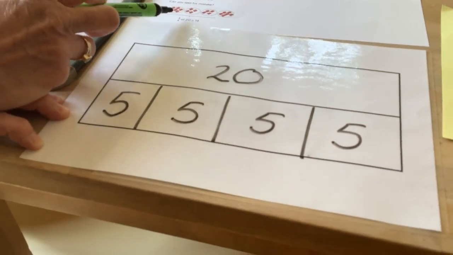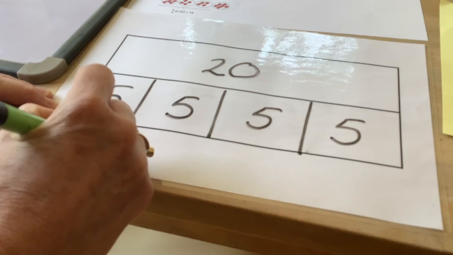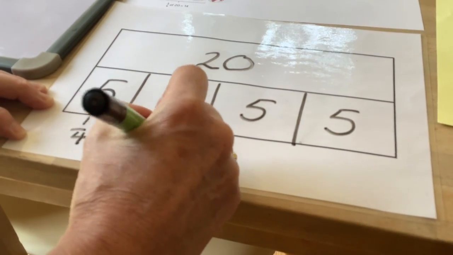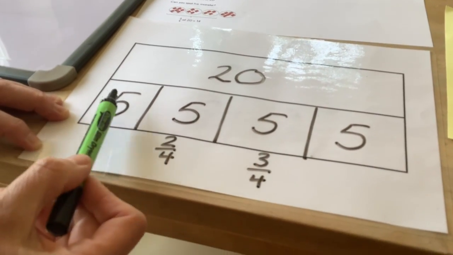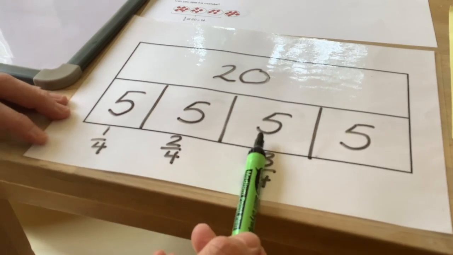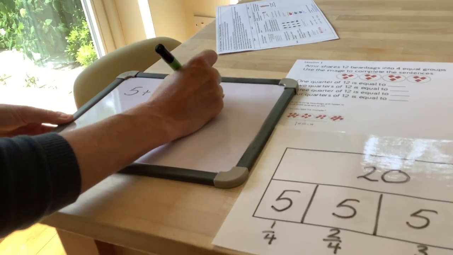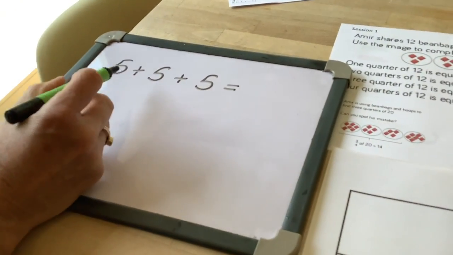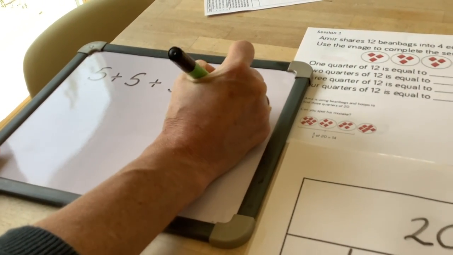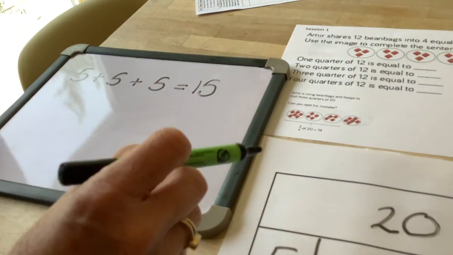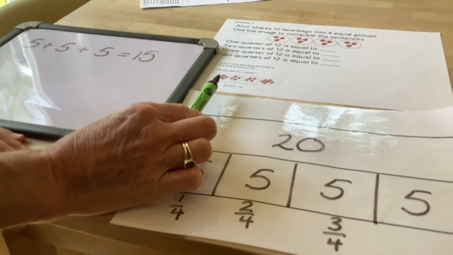So in fact, for 3/4 of 20, we would count up 1 quarter, 2 quarters, 3 quarters. So we would add 5, add 5, add 5. We write our number sentence on the whiteboard: 5, add 5, add 5. We can use our counting in 5s. 5, 10, 15. So Amir should have had 15, found that 15 is 3/4 of 20.